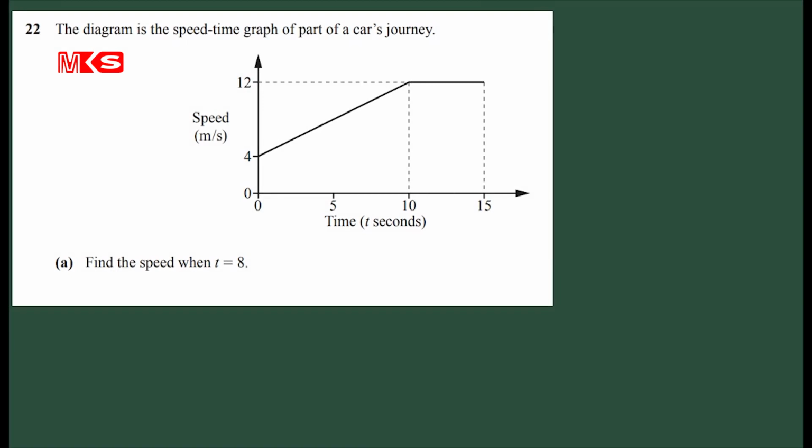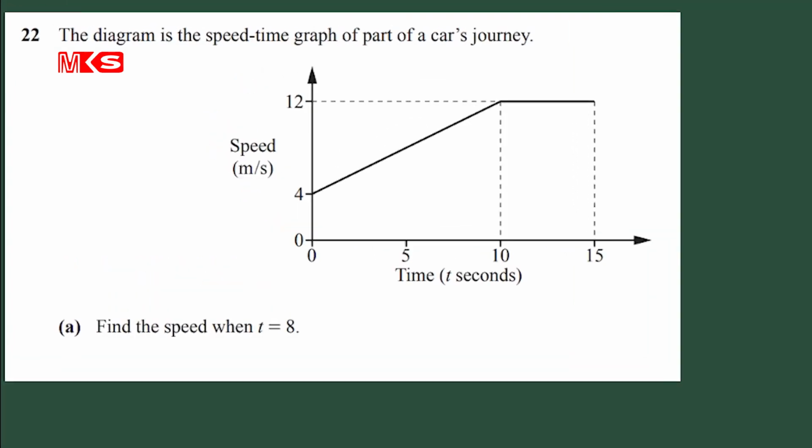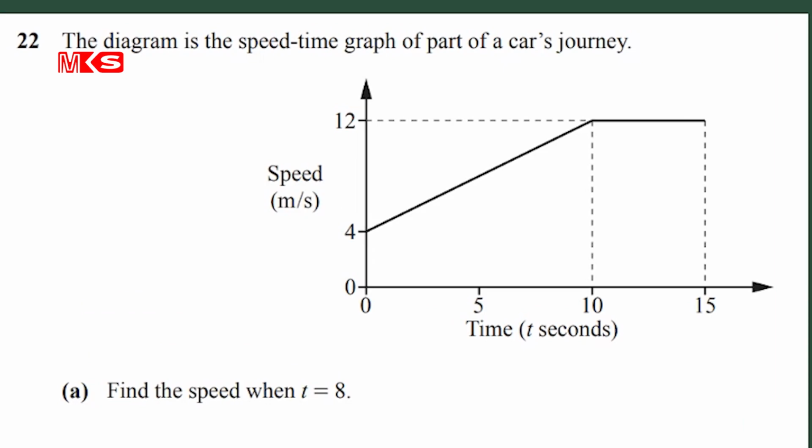There could be two ways of finding this part. Find the speed when t is 8. The diagram is a speed time graph and this is a sketch, so we cannot find the value directly by locating it. We don't know where 8 is, we can just estimate.